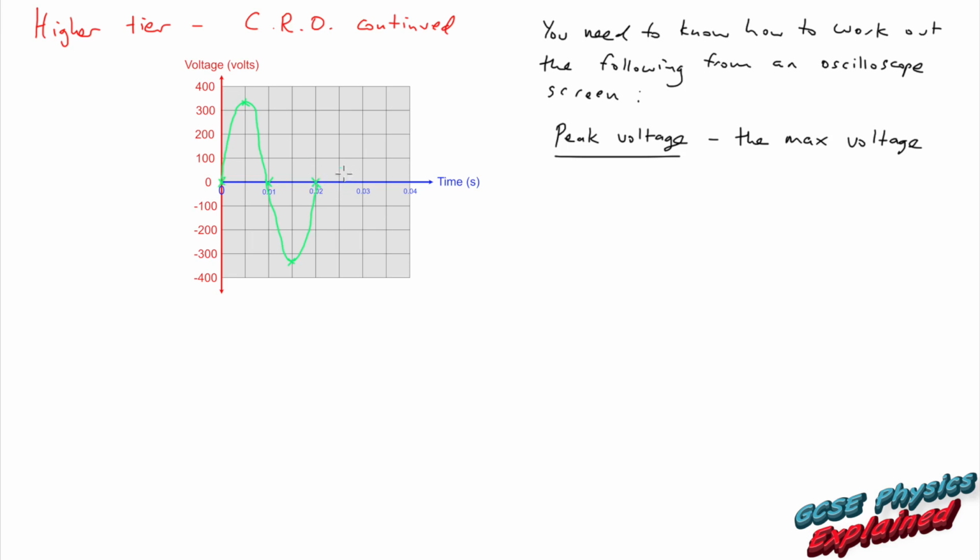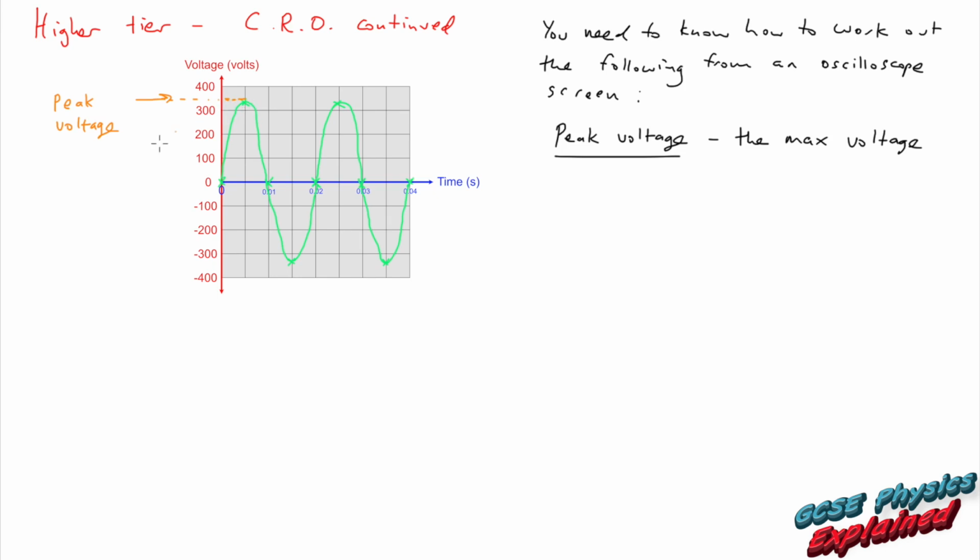Now, the thing is though, the graph on the oscilloscope, it doesn't just show one wave. It shows multiple waves. So let us just keep drawing a few more waves. Give us a minute. Right, let us draw the rest of this wave. Right, so the peak voltage is basically just the highest voltage. So you can see the highest voltage is here. So that is basically your peak voltage there.